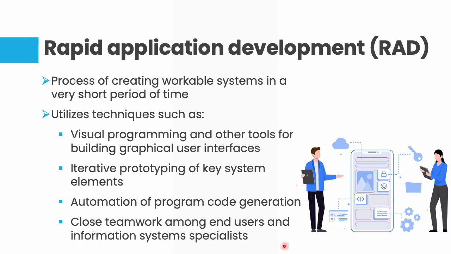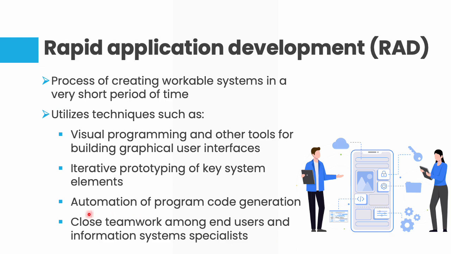Okay? And the next technique is called automation of program code generation. Some part of the program code can be generated automatically by software tools. And this means that developers don't have to write every single line manually, which is saving a lot of time.